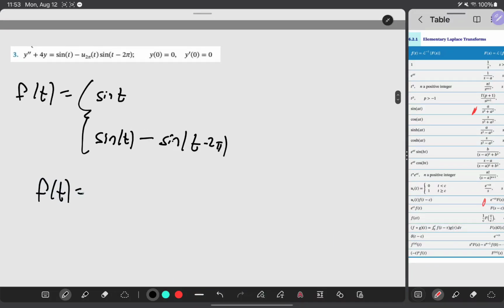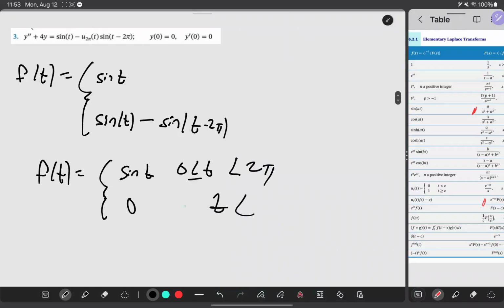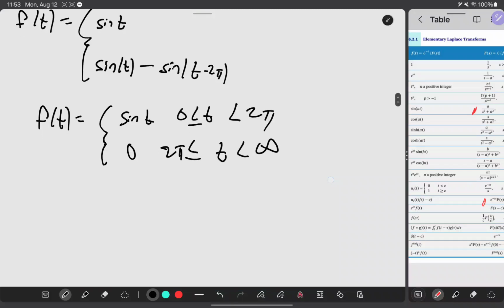You can then rewrite this to be sine of t, so then that's 0. This is when we're greater than 0, just less than 2 pi. Once again, if you don't understand any of this, you have to go back to my previous videos. These problems are long, so I'm going through them fast. Just greater than 2 pi, and then less than infinity.